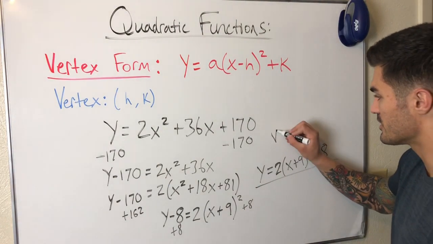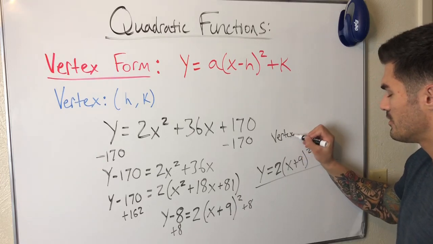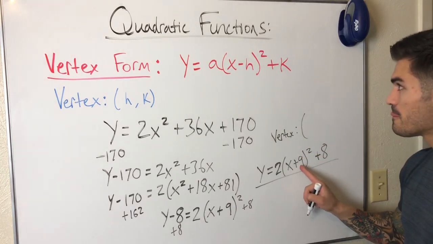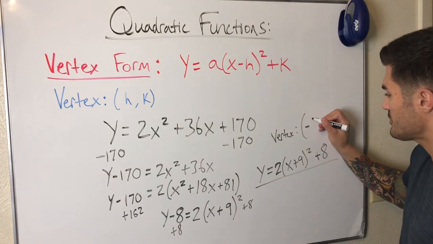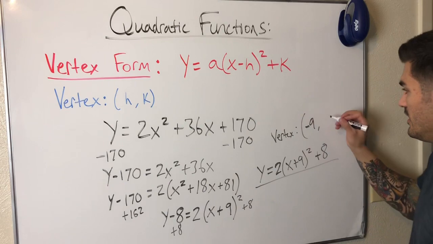So what is my vertex? Vertex is what? It's not 9, negative 9, right? Because we have minus h, negative 9, 8.